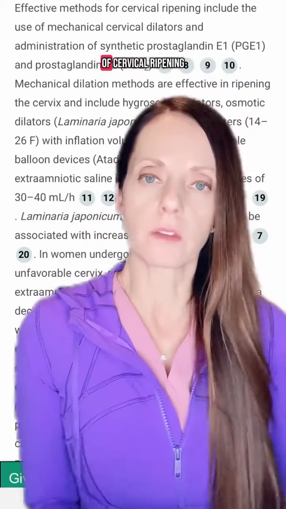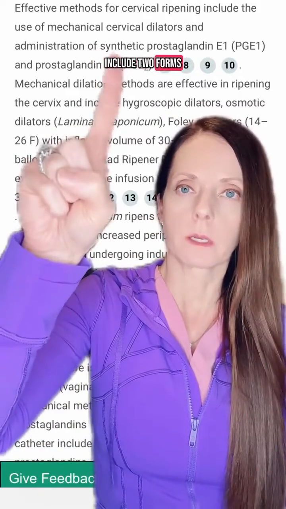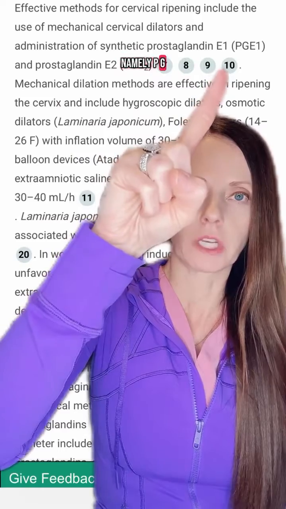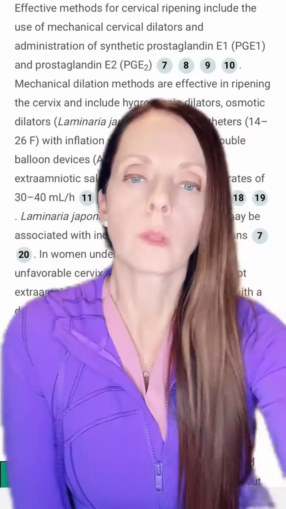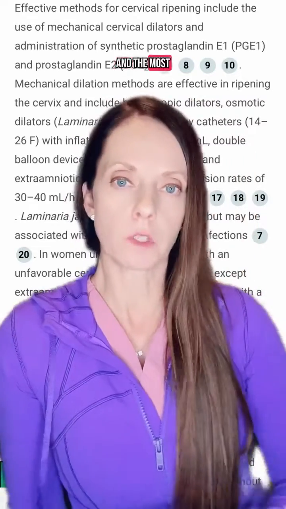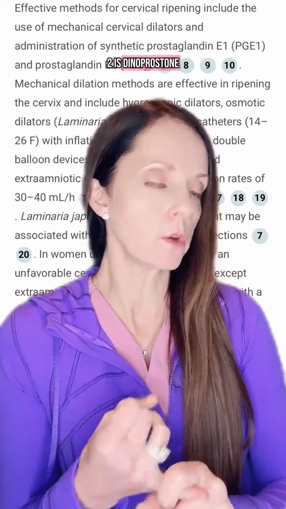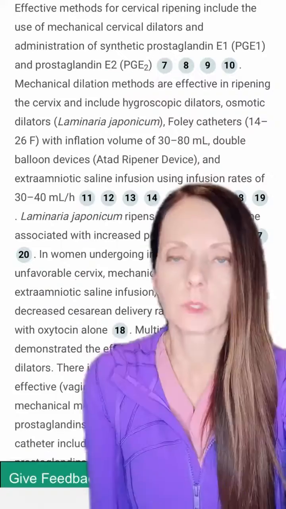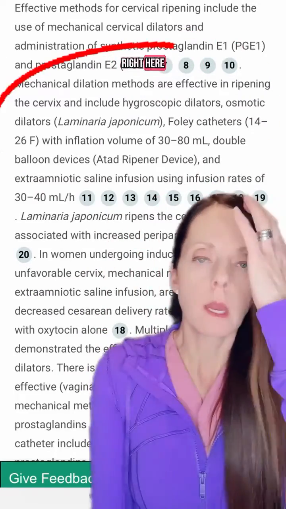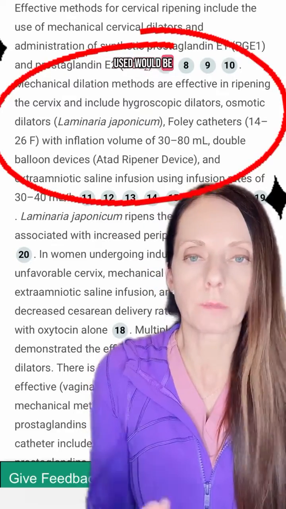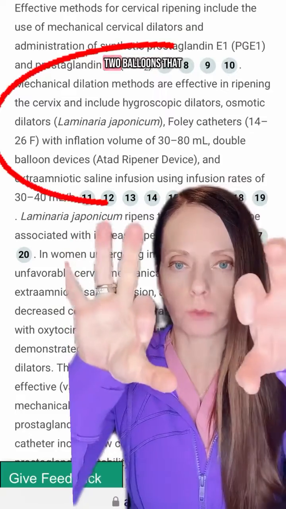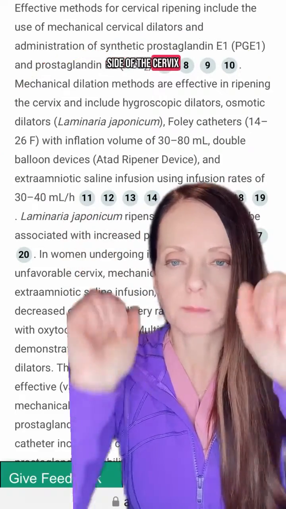Now, effective methods of cervical ripening include two forms: mechanical cervical dilators and the administration of prostaglandins, namely PGE1 and PGE2. The most common PGE1 is misoprostol or Cytotec, and the most common PGE2 is dinoprostone in the form of Cervidil or Prepidil. Now, here are the most common mechanical dilation methods. This is circled right here. The ones that are most commonly used would be either the single balloon Foley bulb or the Cook catheter, which has the two balloons that go on either side of the cervix.